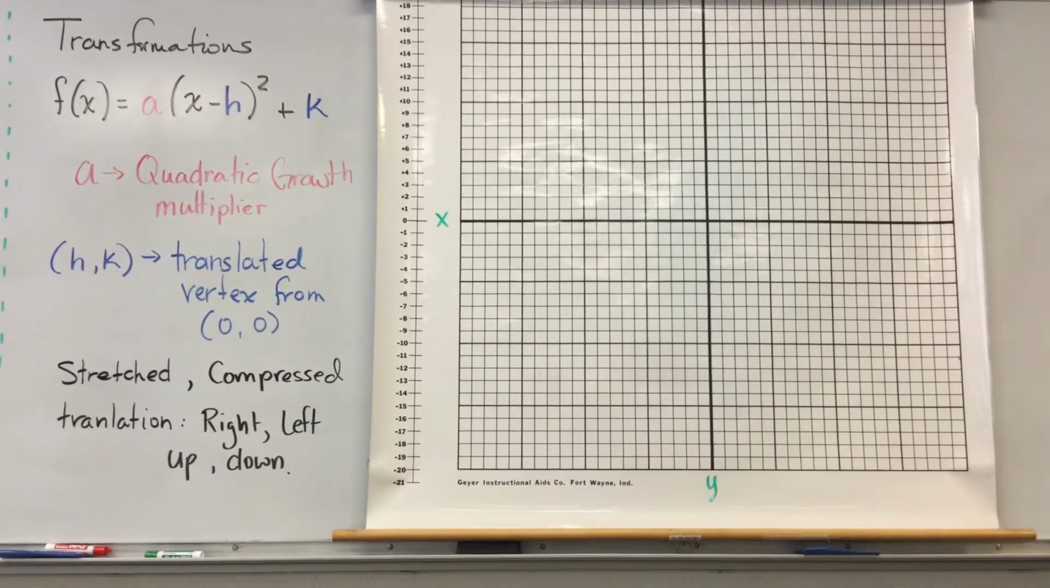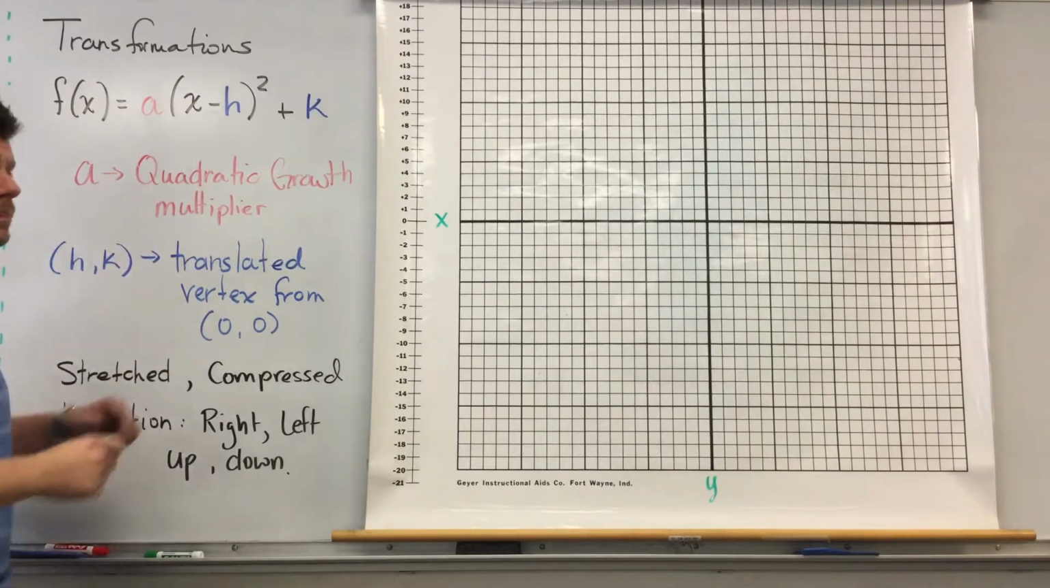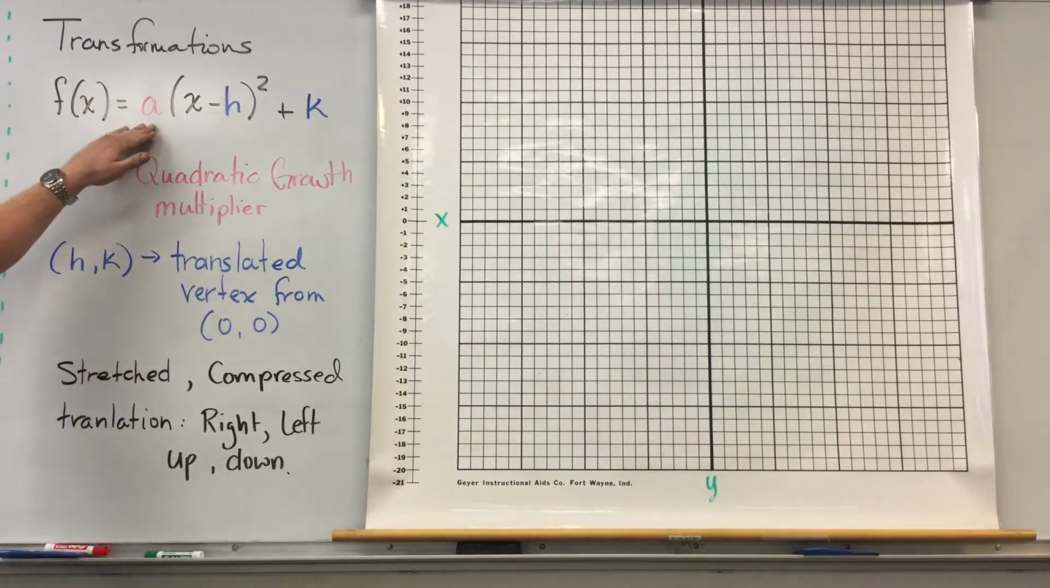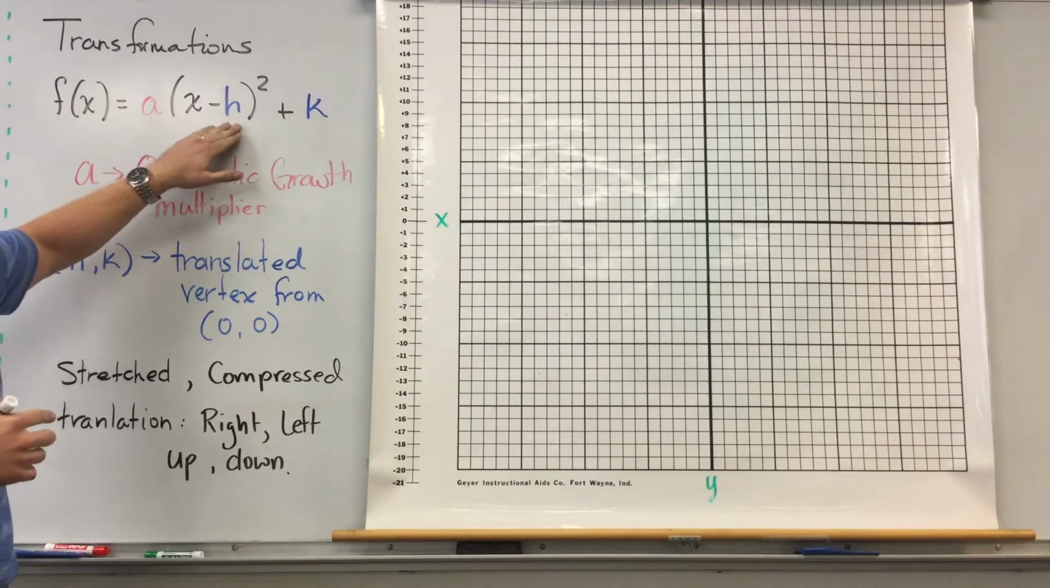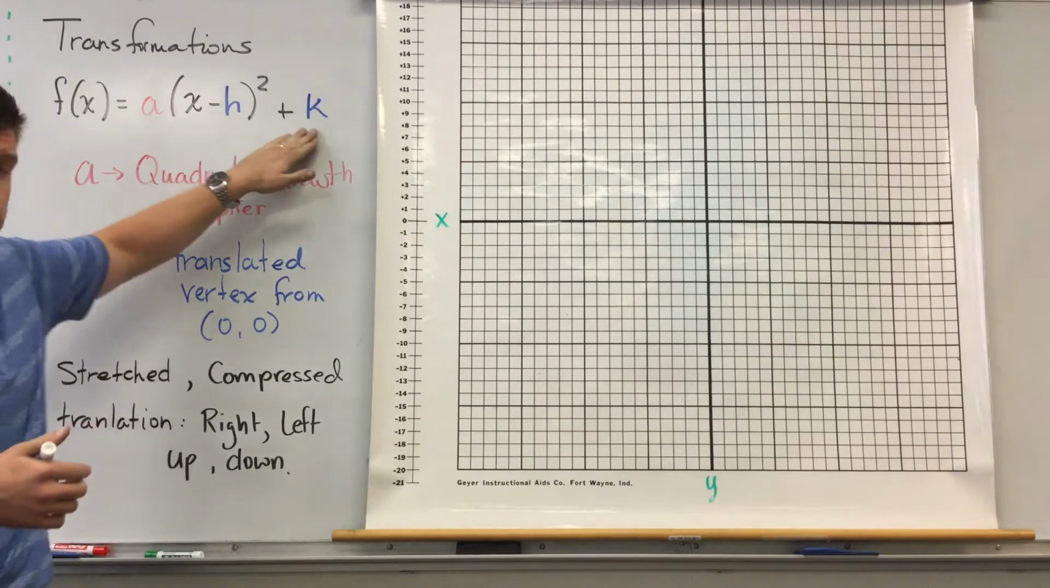Okay, so this video is going to be on transformations of quadratic functions that are currently in vertex form. And the vertex form, if you see up here to the left, is f of x is equivalent to a, which is some multiplier of the quadratic, times the quantity x minus h squared, so this is the perfect square, plus k.